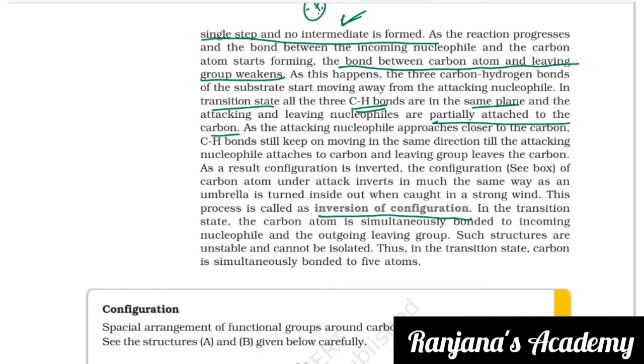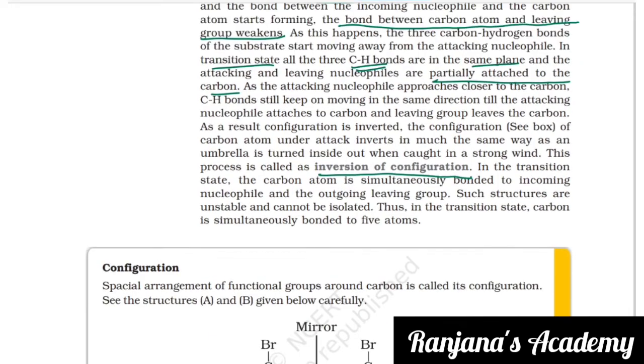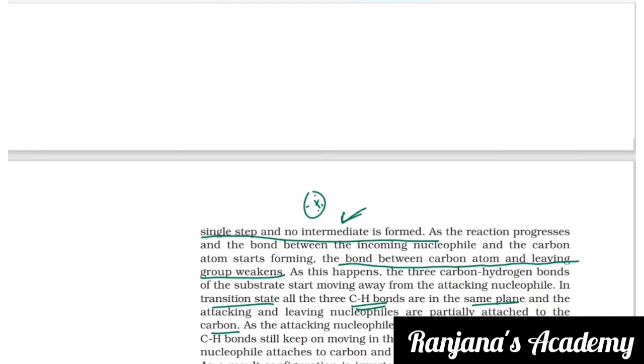So you have three carbon-hydrogen bonds, right? The C–H bonds are in the same plane. They are going to move away from the nucleophile and are partially attached to the carbon. Now what happens is, as the attacking nucleophile comes closer to the carbon, the C–H bonds keep on moving in the same direction till the attacking nucleophile attaches to the carbon and the leaving group leaves the carbon. As a result, what happens to the configuration when the nucleophile comes and attaches? It gets inverted, students. So it is called the inversion of configuration.